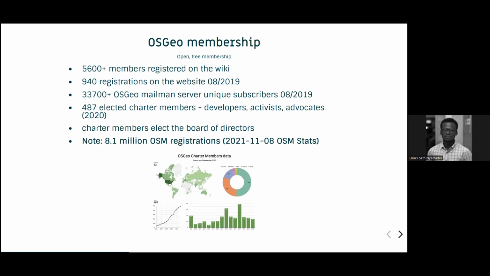This statistic is a bit old, but you can see that as of November 2021, OSM already has 8.1 million users, and we can't compare this directly to the number of members on the OSGeo mailing list or the chartered members. Chartered members are those who are participating in the community and are willing to be nominated, or are nominated, to be able to vote for the next board members. So basically, the goal of charter members is to recruit more charter members, of course, spread the OSGeo community, and also elect the next board.